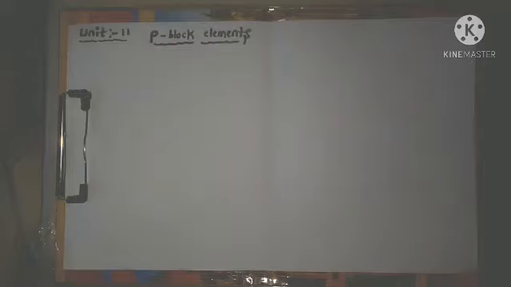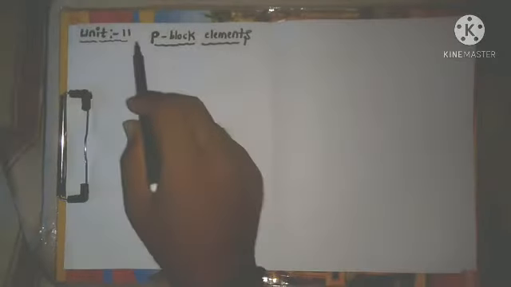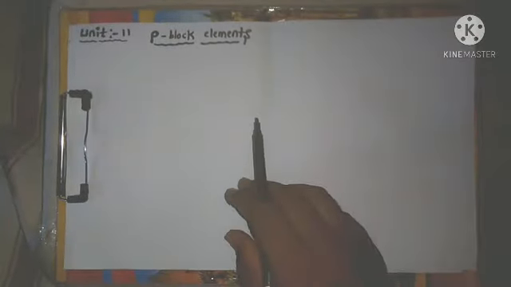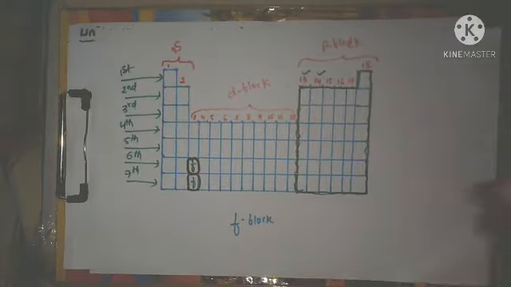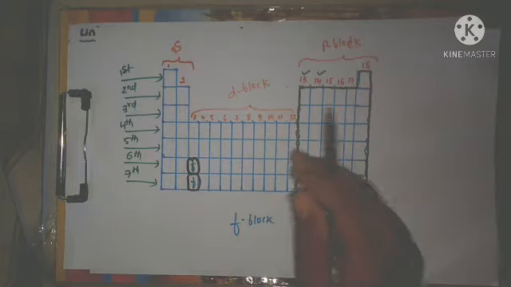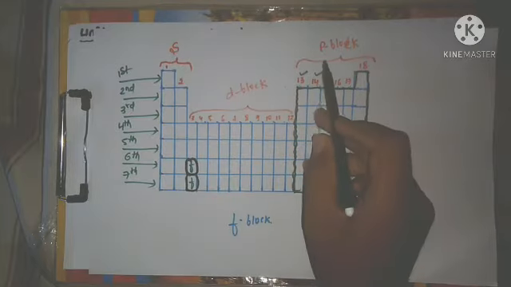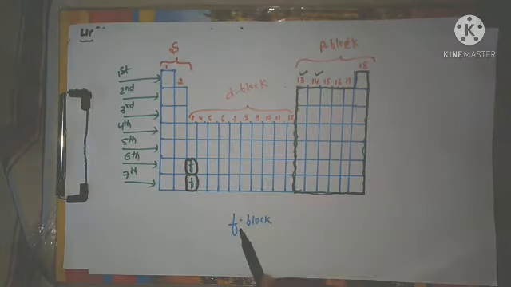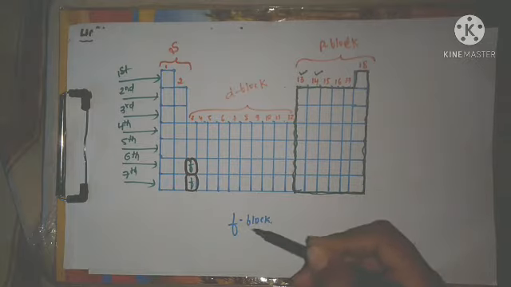Hello students, in this class we are going to start with the next unit, that is unit number 11, p block elements. Now we already know the periodic table. Here it is, the periodic table. The periodic table has how many blocks? 4 blocks. What are those? S block, P block, D block and F block. F block elements are present below the periodic table.